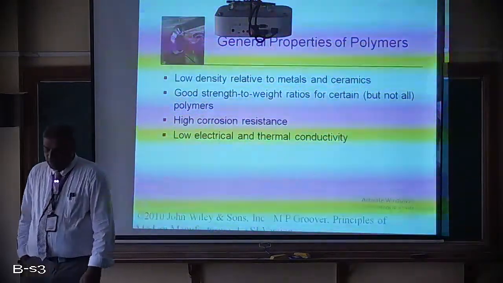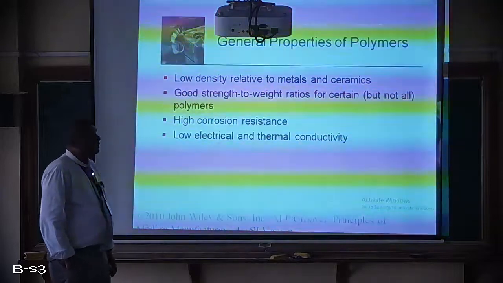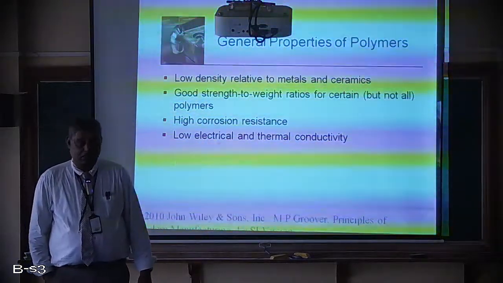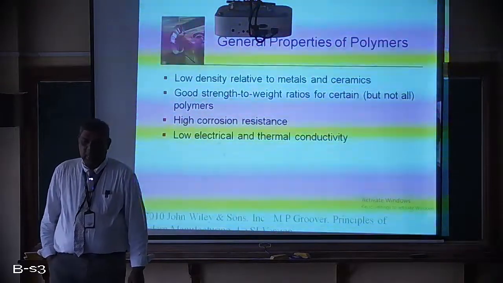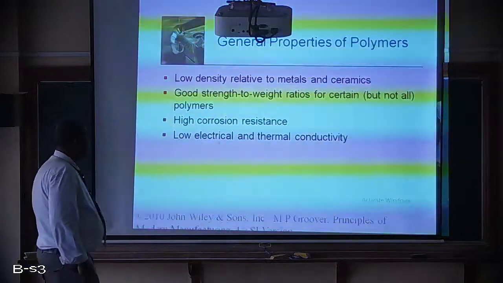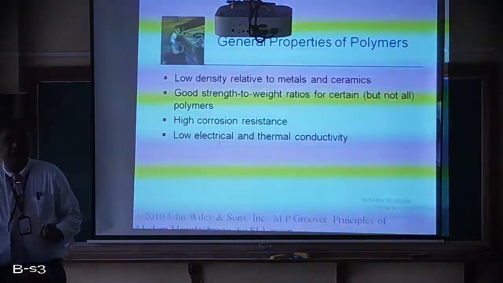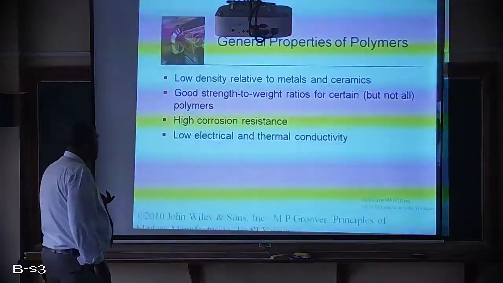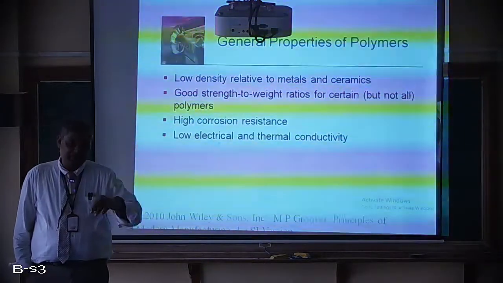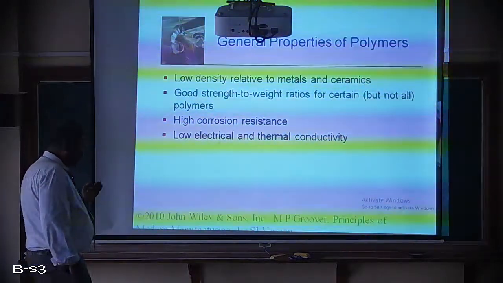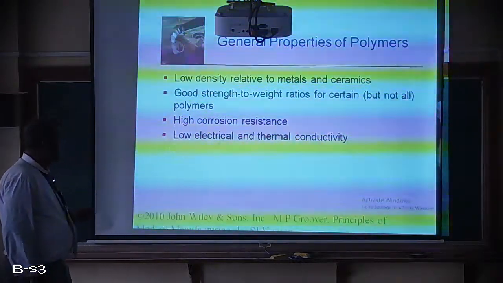So these are some of the general properties of the polymers, that is low density compared to metals and ceramics. The maximum density is 1.8 gram per centimeter cube, and they have a good strength to weight ratio compared to ceramics and metals. They have high corrosion resistance, low electrical conductivity and low thermal conductivity. But nowadays a lot of research has been made, and this disadvantage has been converted to an advantage by adding metal particles or conductive particles in the polymers, making them good thermal conductors as well as good electrical conductors.